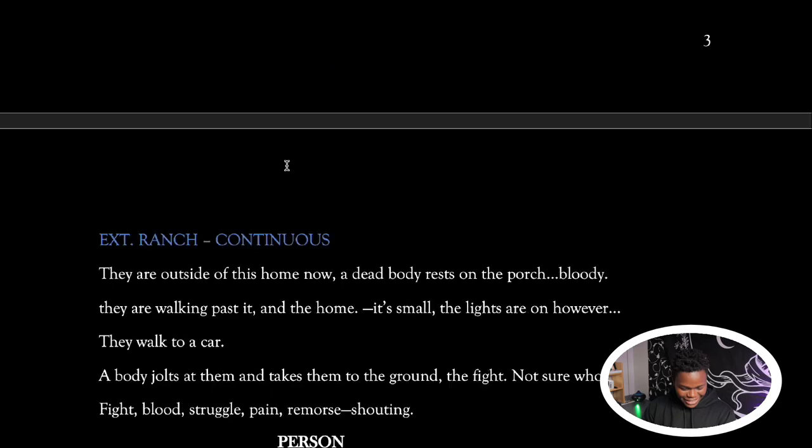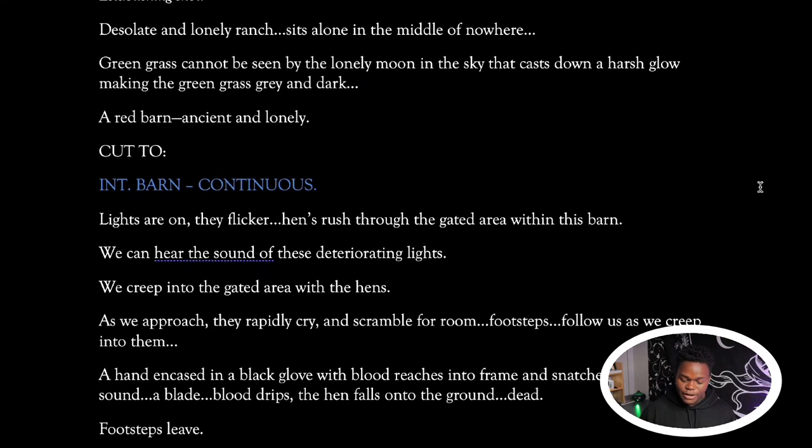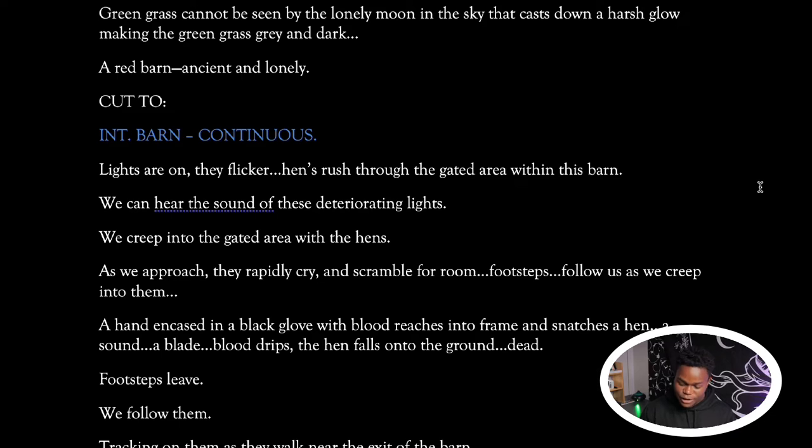It's all right. I think, I mean, what we have here is on paper, of course, this is a very quick read, but in the process of if this would actually be filmed, we have exterior, ranch, night, establishing shot, desolate and lonely ranch that's alone in the middle of nowhere. Green grass cannot be seen by the lonely moon in the sky that casts down a harsh glow, making the grass gray and dark. A red barn, ancient and lonely. I thought loneliness was going to play into this, but it's fine.